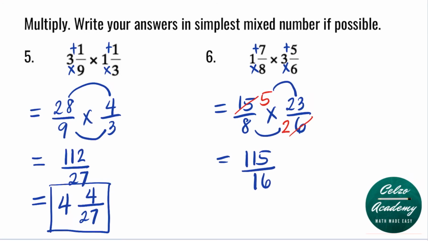Now let's change this improper fraction into a mixed number. How many 16s do you think can go into 115? 7 times. 7 times 16 is 112, and subtracting 112 from 115, we have a remainder of 3. So we will write the remainder as 3 over the denominator 16. So the answer for number 6 is 7 and 3/16.